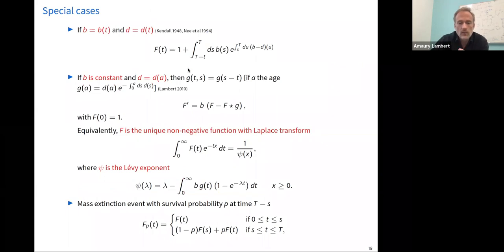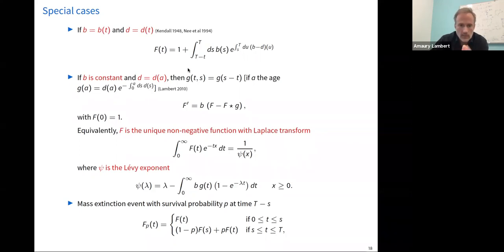On this slide, I listed a bunch of special cases. Maybe you can come back to that slide or to the initial paper after recording. So these special cases include when B and D only depend on time, and when B is constant and D only depends on age. Saying that D does not depend on age means that the lifetime of a species is exponentially distributed. Now, saying that D depends on age is saying that the lifetime of a species can be general, okay?